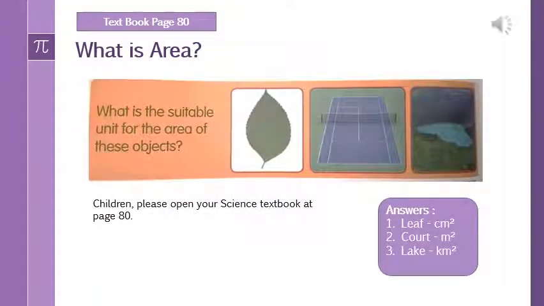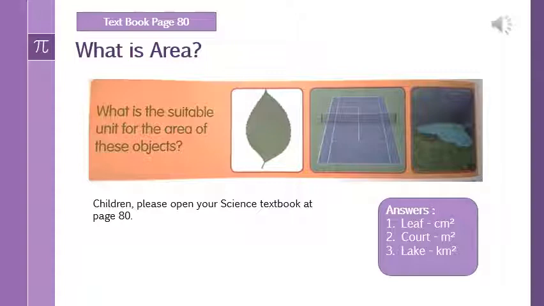The picture in this slide is inside your textbook on page 80. So, do you still remember what we learned just now? What is the suitable unit for the area of a leaf? The answer is square centimeter because it is within our reach. How about the coat? Is it within our reach? No, right? So, we use square meter for that.